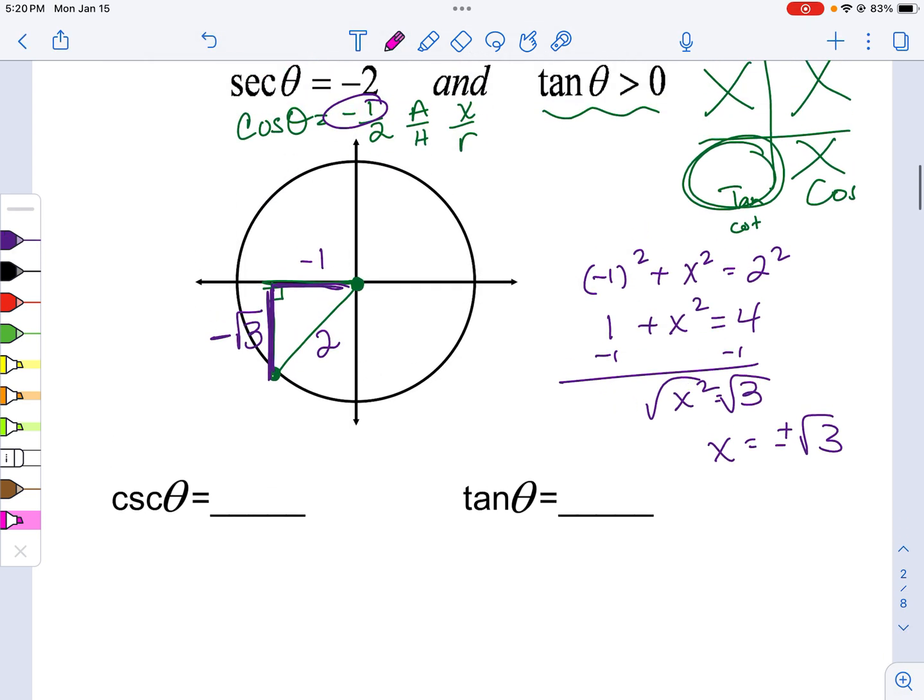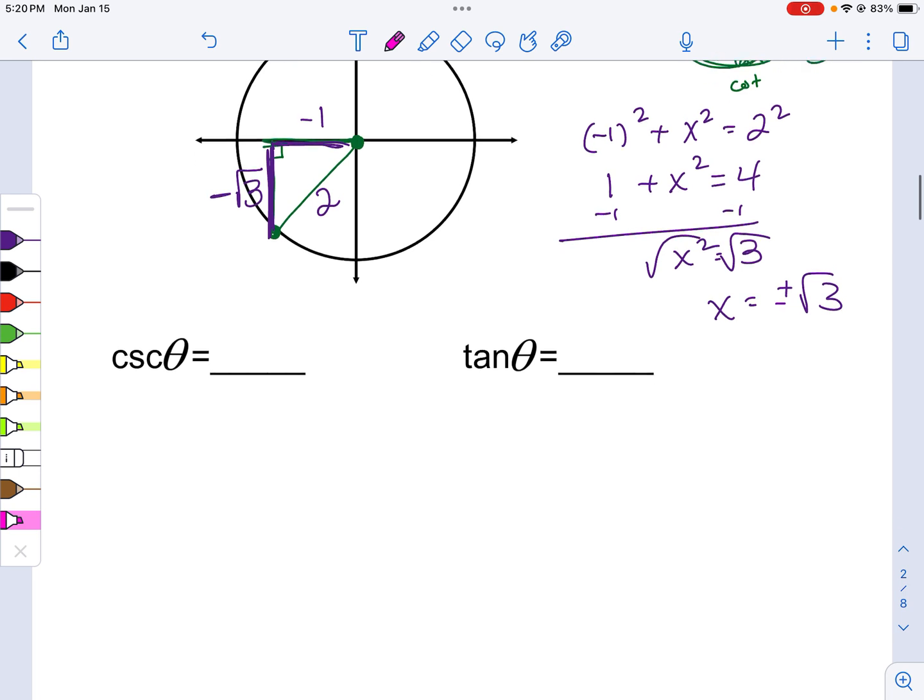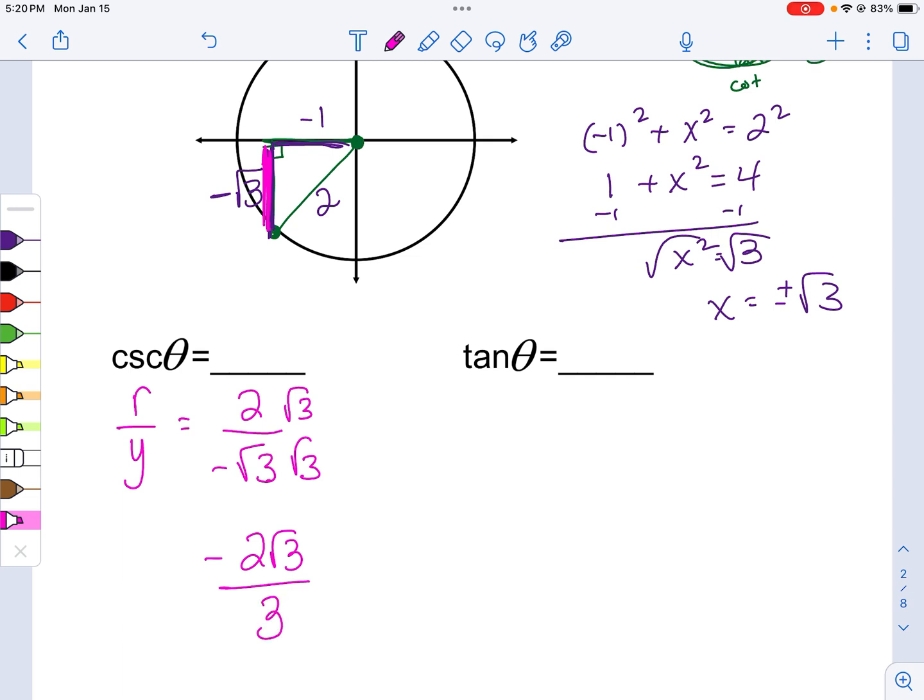All right, so all we have to do is find cosecant and tangent. So I know cosecant is the reciprocal of sine. Sine is y over r, so this is going to be r over the y value. I'm going to do it down here first. My radius is 2. My y value is this guy right here going down, so negative root 3. So I'm going to rationalize root 3 on top, root 3 on bottom. So I get negative 2 root 3 over, and then root 3 times root 3 is root 9, which is 3.